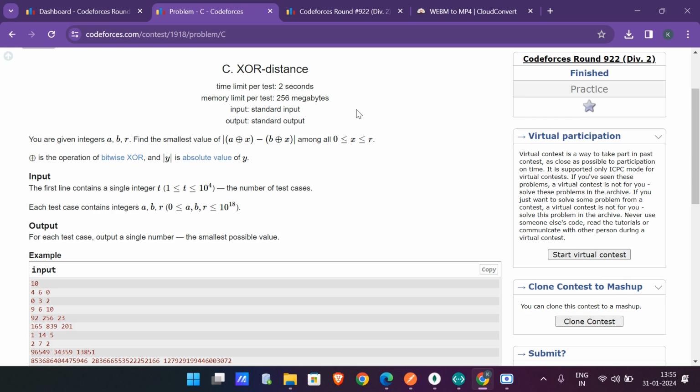Hey everyone, today we'll be solving this question, Xor-Distance, that came in Codeforces Round 922 Div 2. In this question, you'll be given three integers a, b, r, and you need to find the smallest value of the absolute difference between a XOR x and b XOR x, where x should be between 0 and r. So let me show this in a detailed way.